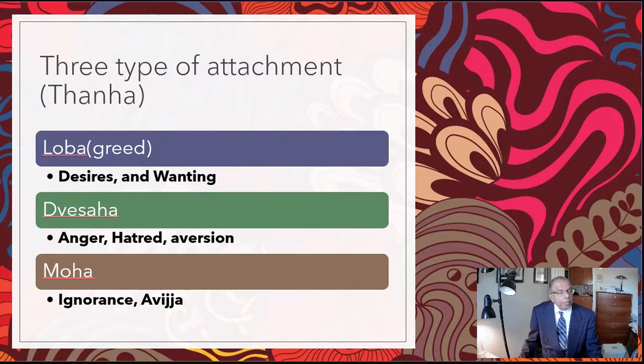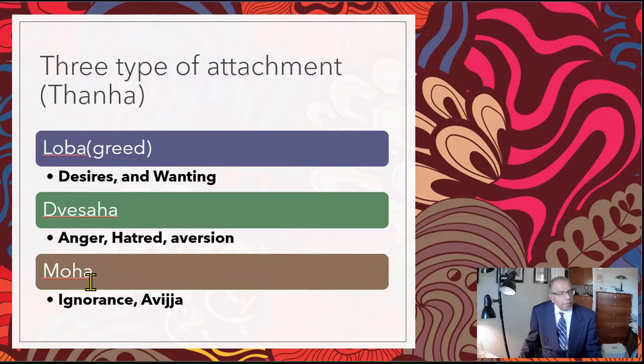Next, there are three types of attachment Buddha is talking about. One is lobha, meaning greed, which can also be characterized as desires, wanting, liking, craving, and many desires of that type. Then Buddha talks about the second one, which is the opposite of liking, which he defined as dvesha, which is anger, hatred, aversion, not wanting, disliking, avoiding.